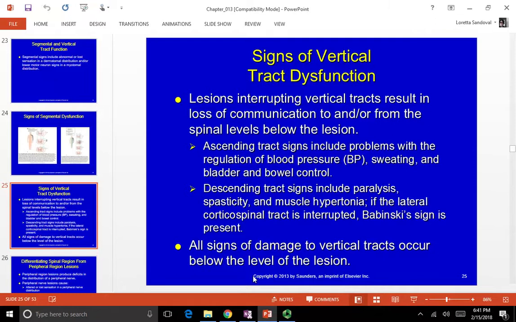So now we're interrupting those motor tracts. So they're descending tract signs. The ascending tract signs tend to affect autonomic, and the descending tract signs tend to affect motor. You will also get sensory losses with ascending tract signs. So all signs of damage to the vertical tracts occur below the level of the lesion. That is a good thing to remember when we start talking about spinal cord injuries.